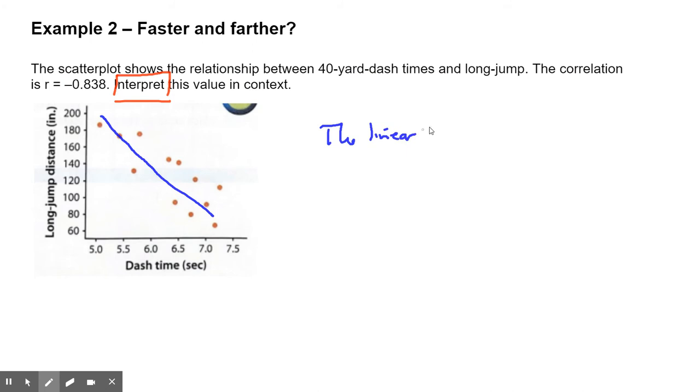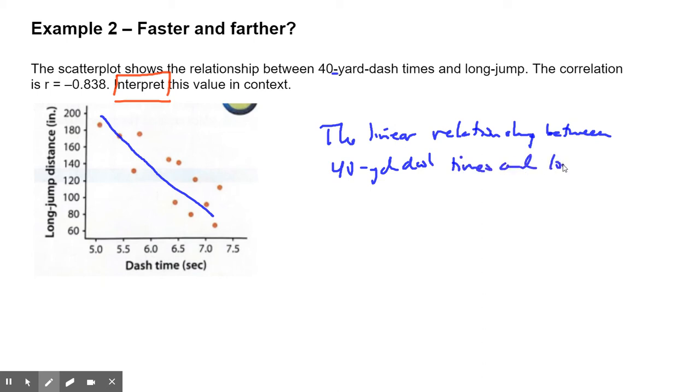So we're going to describe the form, the linear relationship. So that's the form between, and I'm going to describe my variables, again, I'm just reading the words, 40-yard dash time and long jump. And I'm going to say, and long jump distance. Right, and I should probably add that to the words. I will in a second. Long jump distance. So up here, I'm going to add the word distance.